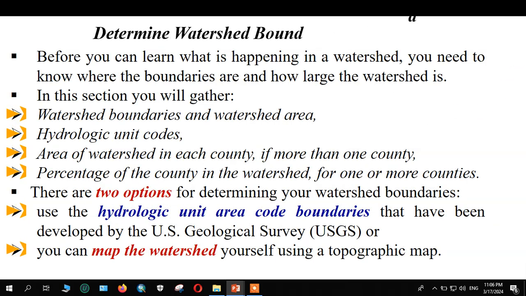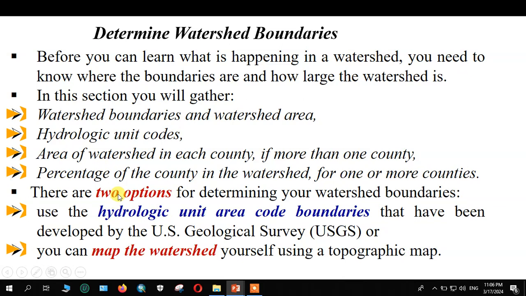So another one is determining watershed boundaries. How to determine a watershed boundary. Before you can learn what is happening in a watershed, you need to know where the boundaries are and how large the watershed is. In this section, you will gather the watershed boundary and watershed area, hydrologic unit codes, area of the watershed in each country if more than one country, and percentage of the country in the watershed for one or more countries.